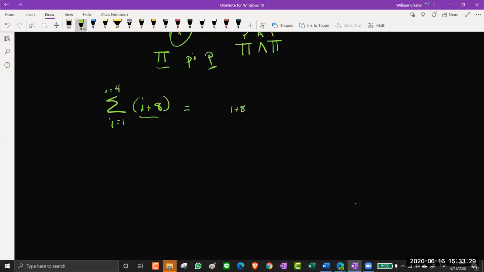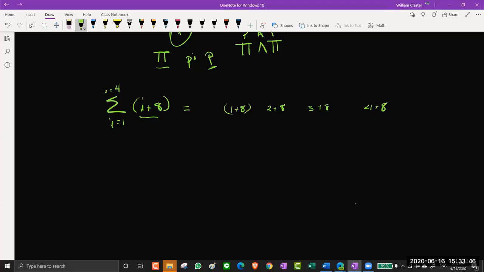Okay, then I do it with i equals 2. So I change this from 1 to 2, and I do that again, 2 plus 8. And then I do it again, 3 plus 8. And then I do it again, 4 plus 8. And then I stop. Does everyone get that so far?